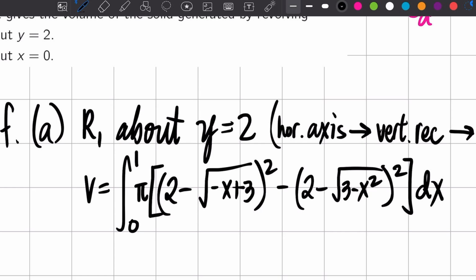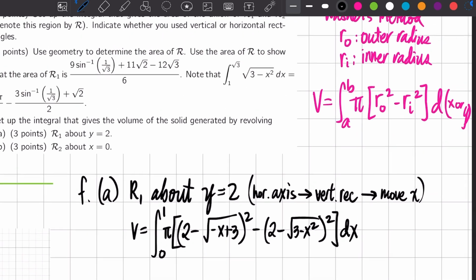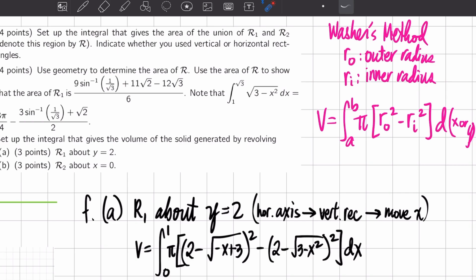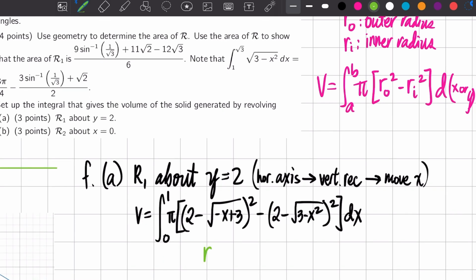Oops, I forgot the pi right here. Okay? So for washer's method, that would be always pi multiplied by your outer radius squared minus the inner radius squared. And if you are using vertical rectangles, what you're doing is you're subtracting the bottom curve from the top curve. So that's top minus bottom. This one here as well. Top minus bottom. Okay?